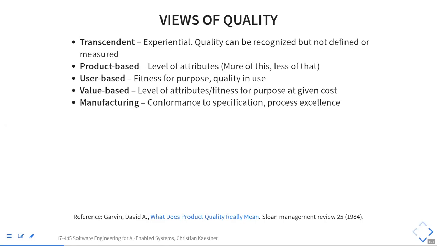Then there's a user view. Somebody might like a car more because it is faster, it brings them from A to B, right? It's useful. But you can also have a value-based view where you contrast this with the cost, right? The car might be useful, but it's super expensive. So in terms of money spent, is this really good quality, good value? And then you can also look at how it was produced. Was this great quality, right? So lots of different views of quality here. And we could go further.